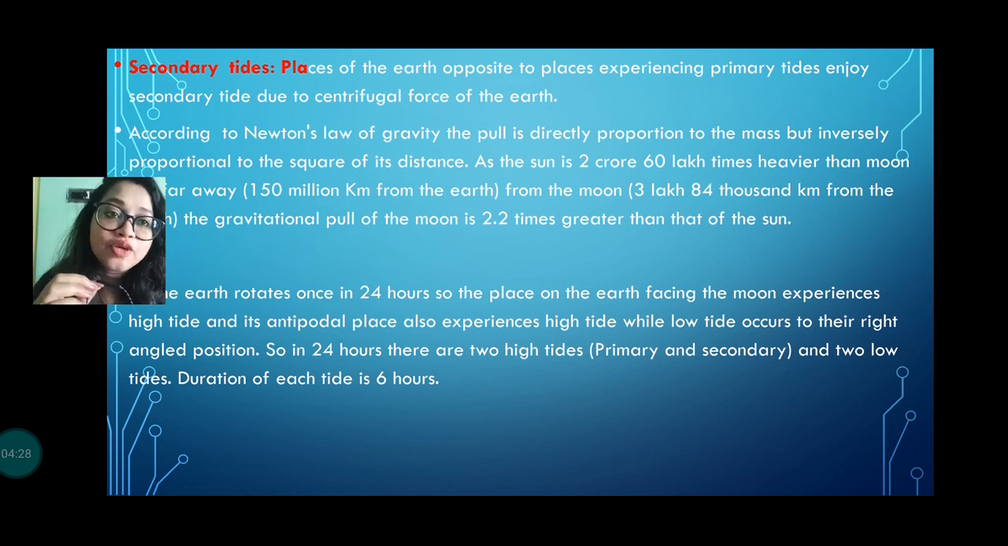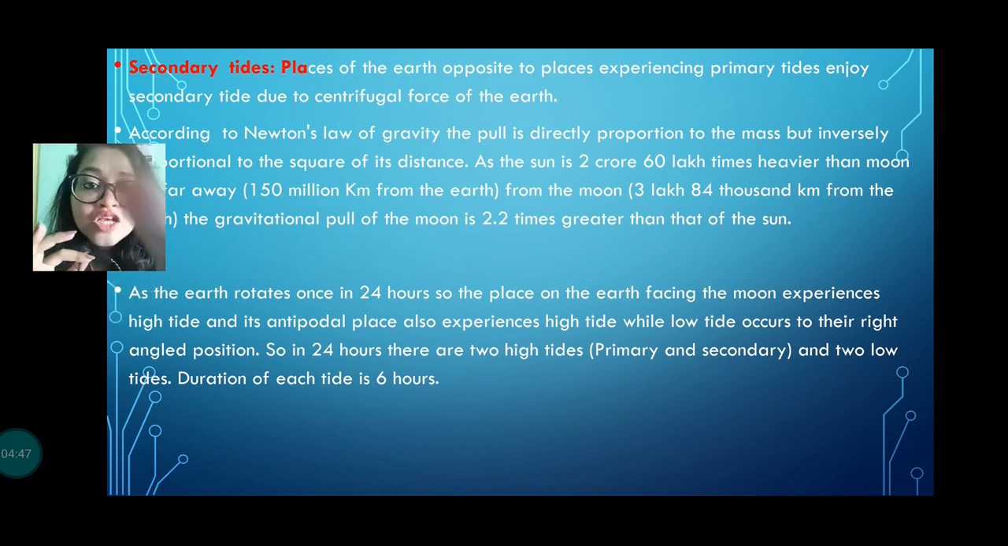So as you can see, the sun is 2 crore 60 lakhs times heavier than the moon, and it is far away, 150 million kilometers from the earth, and the moon is 3,84,000 kilometers from the earth. So the gravitational pull of the moon is 2.2 times greater than the sun. So due to that reason, this tide happens.